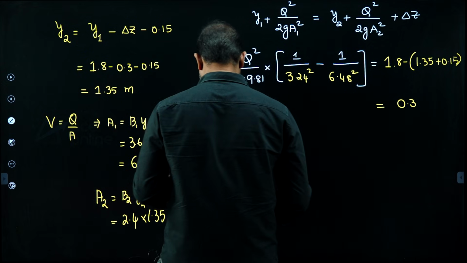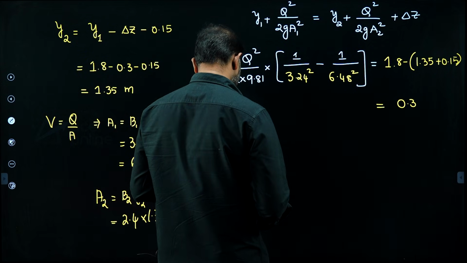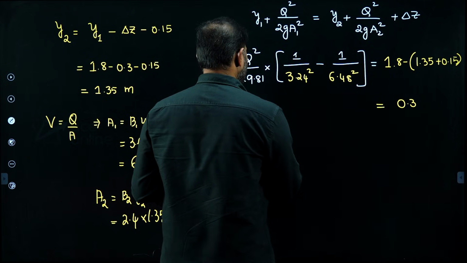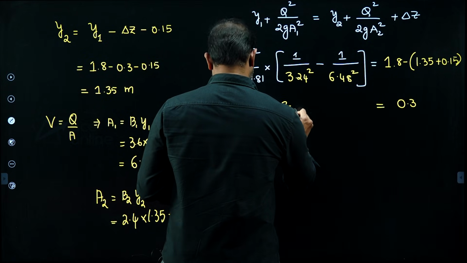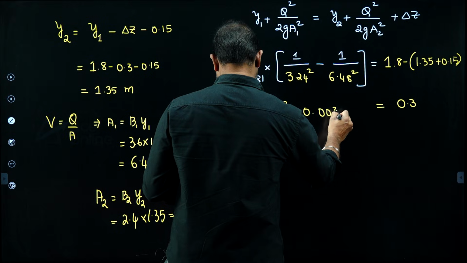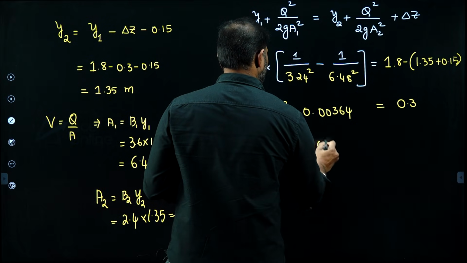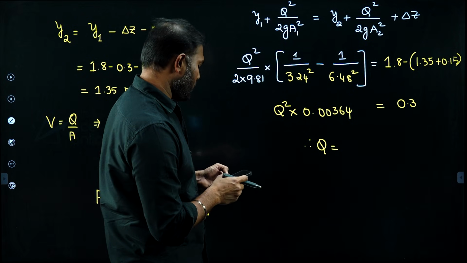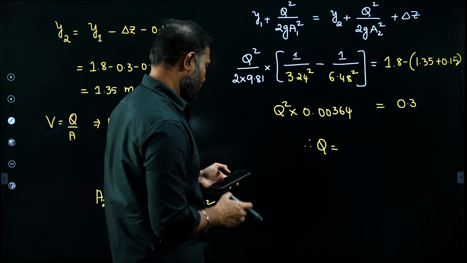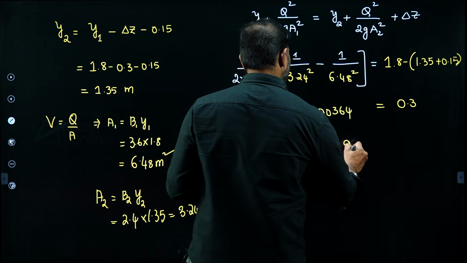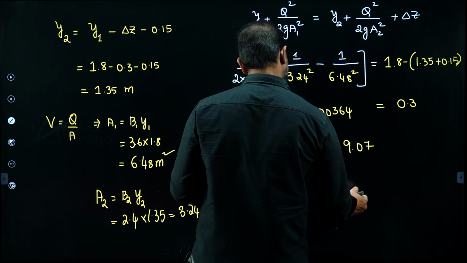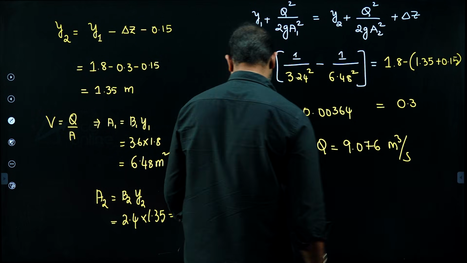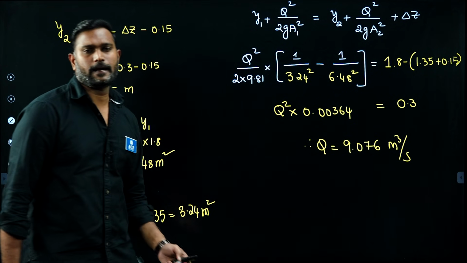So eventually, if you solve this, you will be getting q square into 0.00364, and if you get this answer, after solving, you will be getting that discharge as 9.076 meter cube per second.